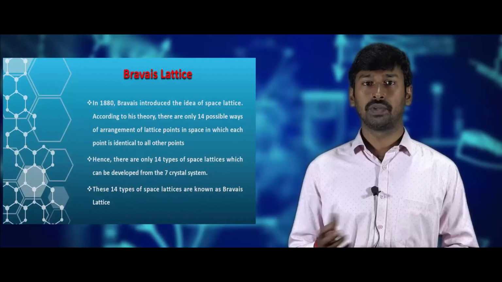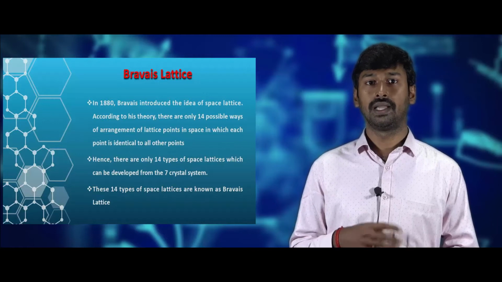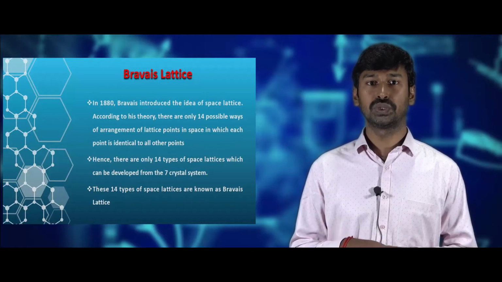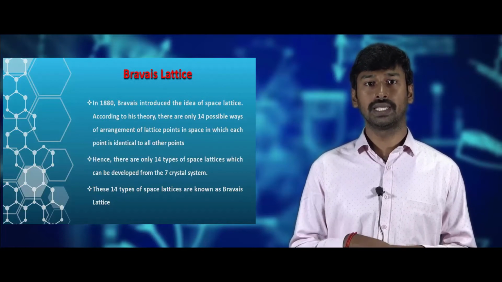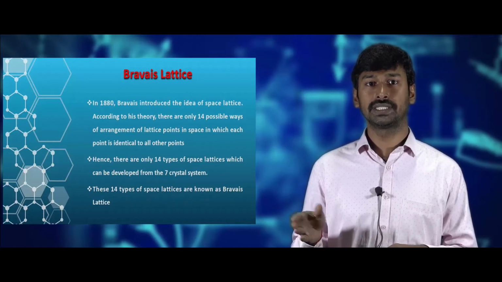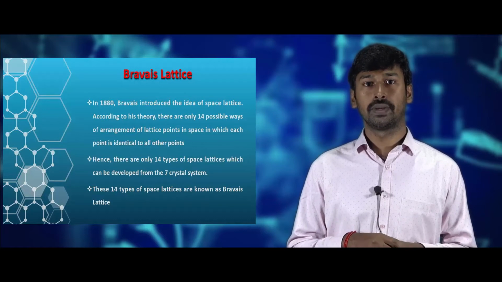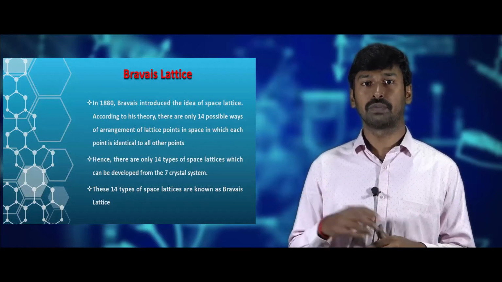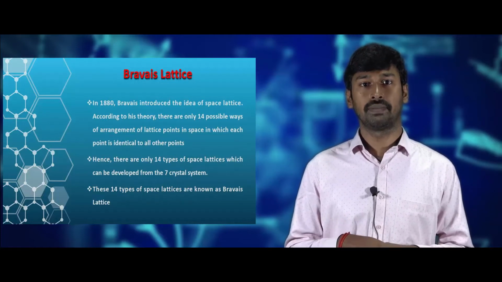In this video lecture, we are going to see the 14 types of Bravais lattice and Miller indices. Before going into the topic, we will see the introduction to the Bravais lattice. In 1880, Bravais introduced the idea of the space lattice. According to this theory, there are only 14 types of possible arrangements of lattice points in space in which each point is identical to all other points. Hence, there are only 14 space lattices which can be developed from the 7 crystal systems. These 14 types of space lattice are called Bravais lattices.